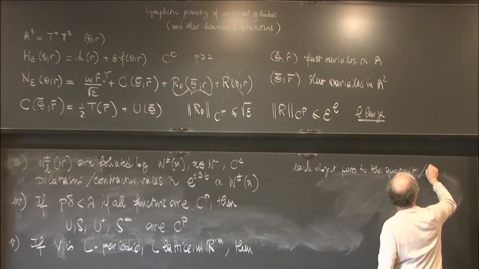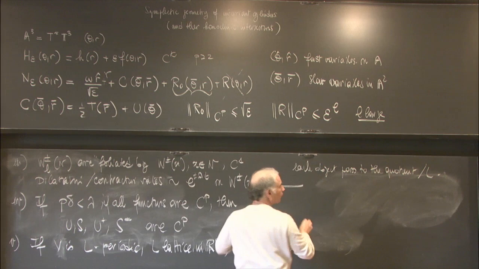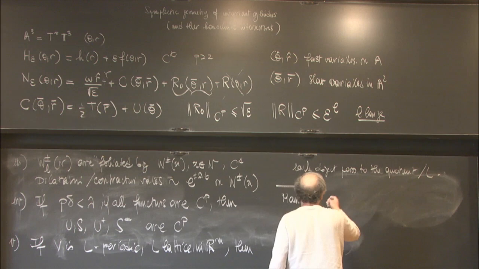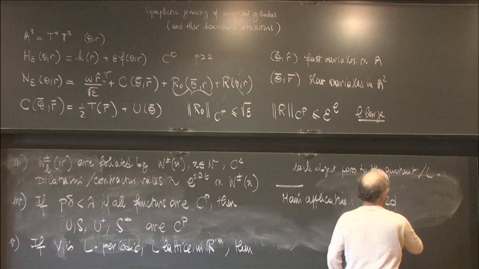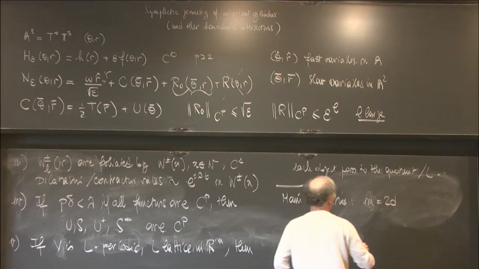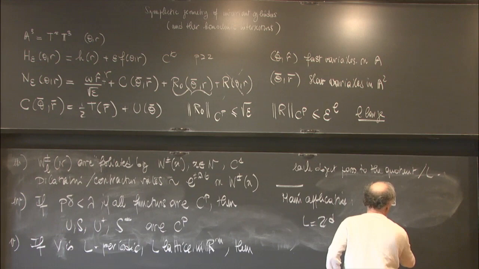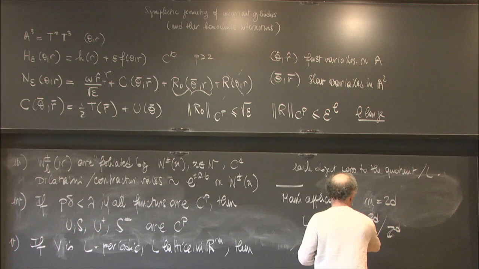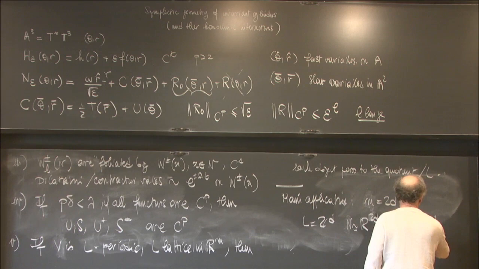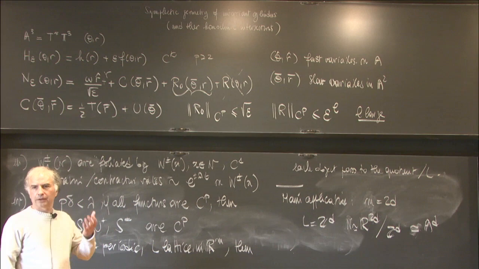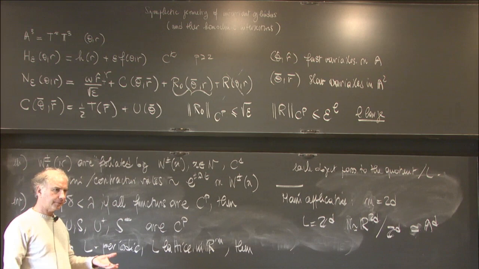This is the end of the first theorem. The main occurrence of this is when m is equal to 2d, L is equal to Z to the d, and so you get R2d over Zd as the manifold. N is diffeomorphic to R to the 2d over Z to the d, which is also A^d. So this way you will get normally hyperbolic annuli of any dimension if the initial vector field is Zd periodic.